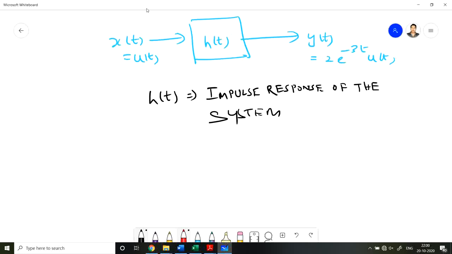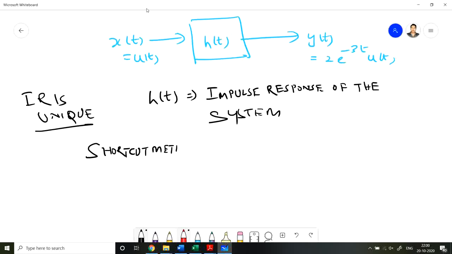Please understand that the impulse response is unique. So if we find out the impulse response, it will not change. So in that case we find out the impulse response. And also there is a shortcut method. So what is the shortcut method? If we apply a step as input, then the output we get is called the step response.